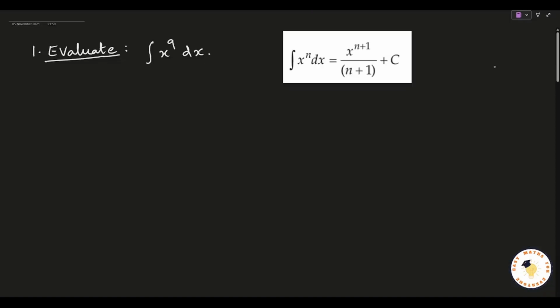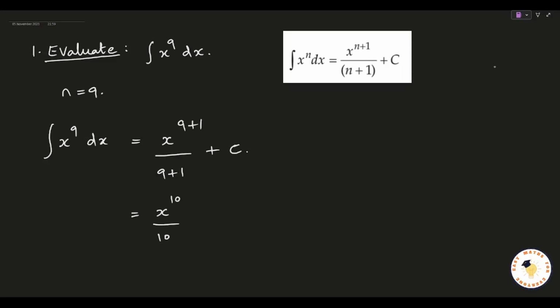Let's solve this sum first. Evaluate integral x power 9 dx. We are going to solve this sum using this formula. Integral x power n dx equal to x power n plus 1 by n plus 1 plus c. N equal to 9 here. So, integral of x power 9 dx equal to x power 9 plus 1 divided by 9 plus 1 plus c. You should never forget writing this c. This is very, very important. So, this can be further reduced as x power 10 divided by 10 plus c.